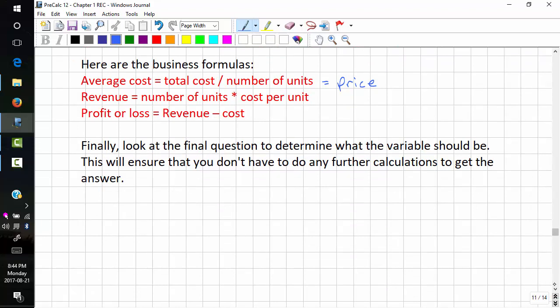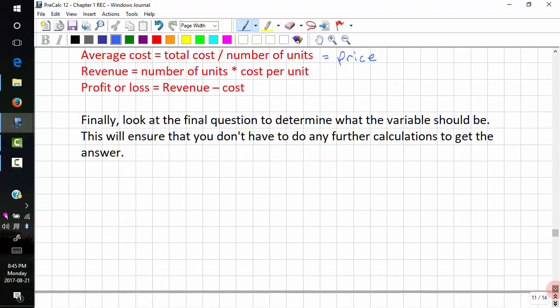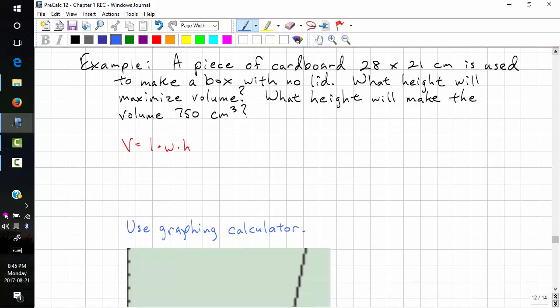Finally, we want to look at the final question to determine what the variable should be, to ensure that we don't have any further calculations to get the answer. So here's an example. A piece of cardboard, 28 by 21 centimeters, is used to make a box with no lid. What height will maximize the volume? So that's one question. What height will make the volume 750 centimeters? And the question is asking for height. So that should be our variable.